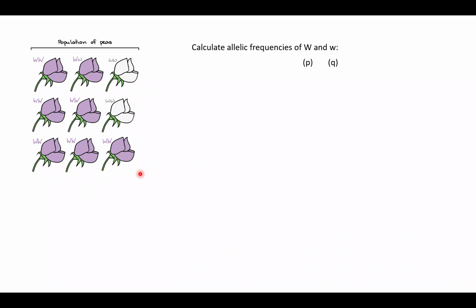Now consider there are 1, 2, 3, 4, 5, 6, 7, 8, 9 total flowers with their allele condition. Now you take this question and tell me what is the frequency of capital W and what is the frequency of small w. Just tell me or calculate yourself before me telling you this answer.